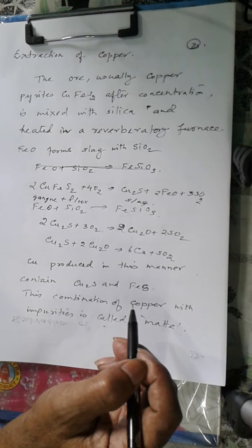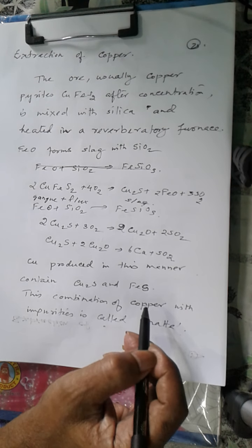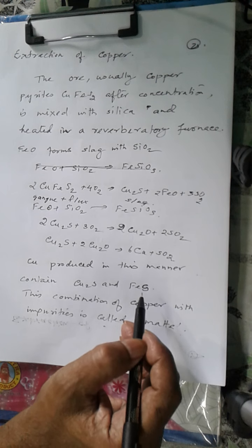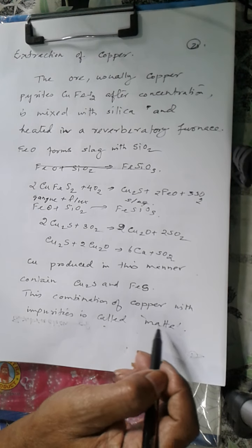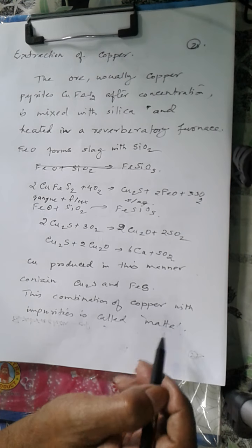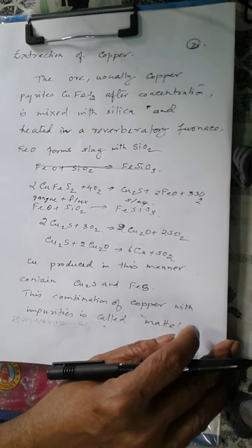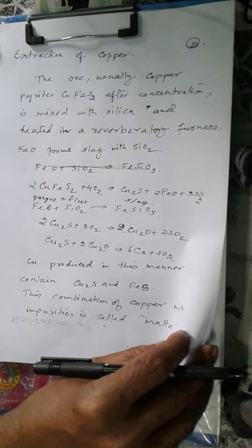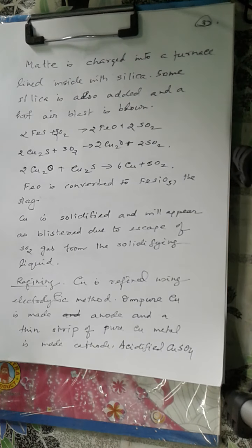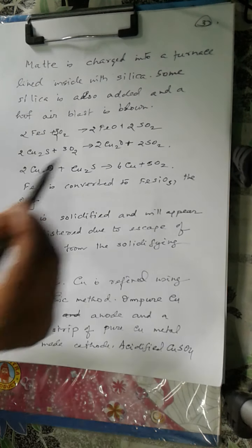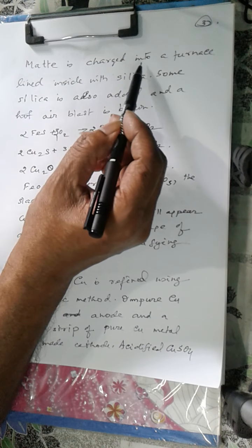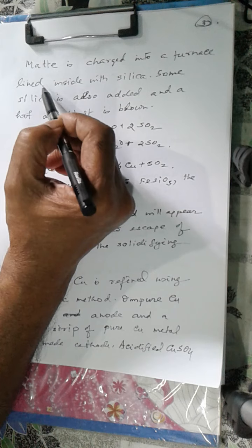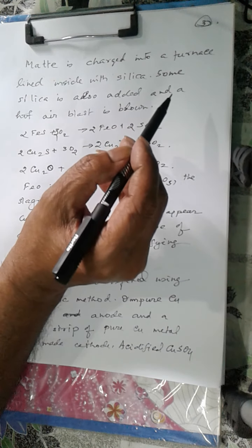Now this combined mixture of copper sulfide and ferrous sulfide is called matte, M-A-T-T-E, copper matte. So it is an impure form of copper. Now this matte can be further purified using a furnace. Matte is charged into a furnace lined inside with silica.